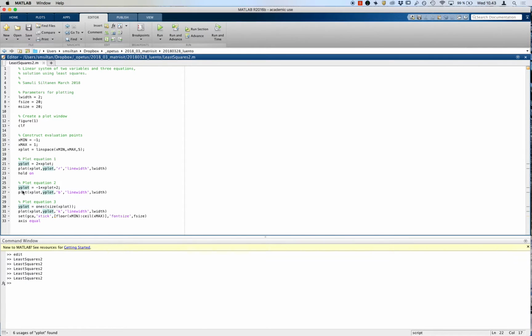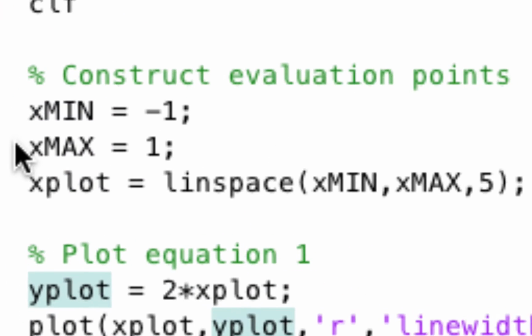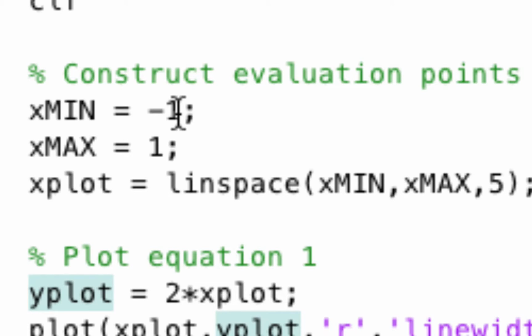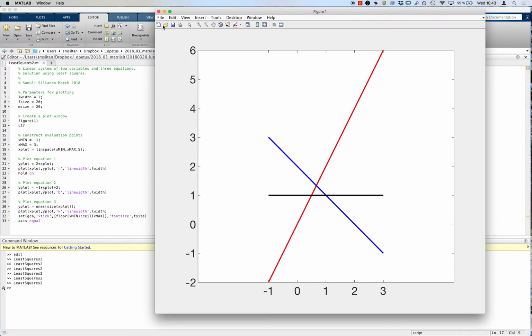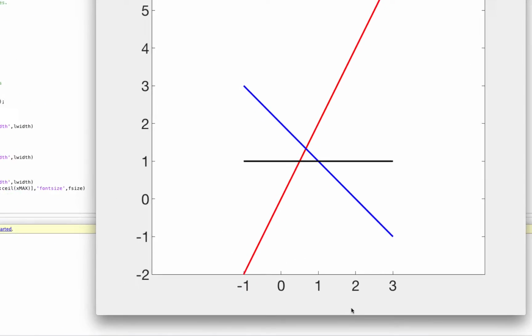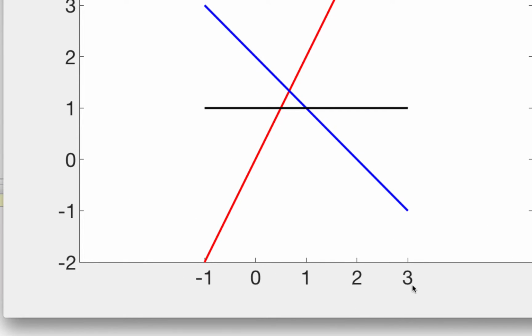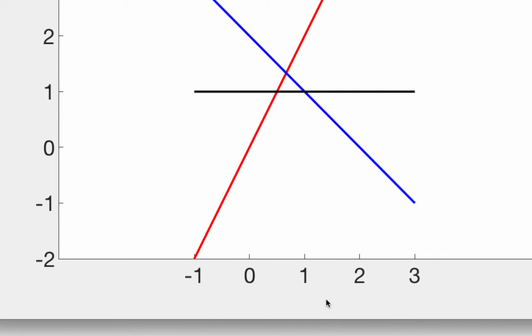So let's actually change our maybe xmin. Well, let's put here 3, for example. And so now our plot extends up to 3 here. So here we have now 3 linear equations, and clearly there is no solution to this system of equations.